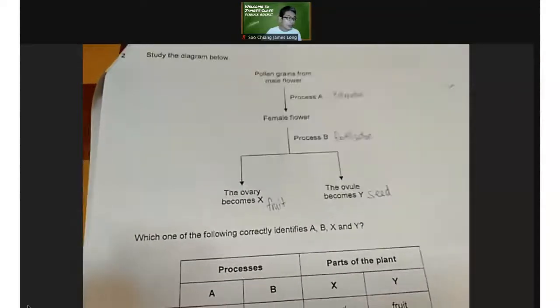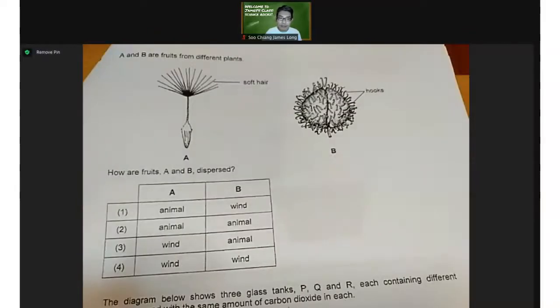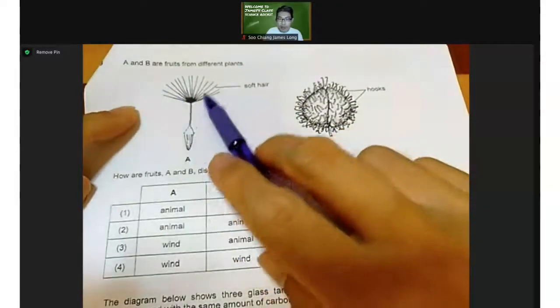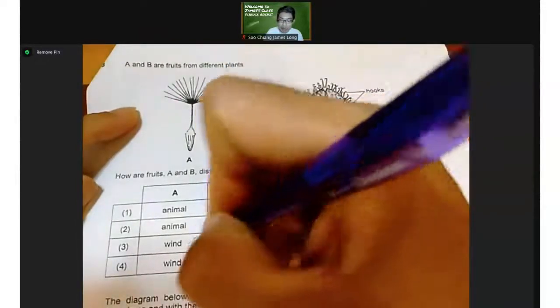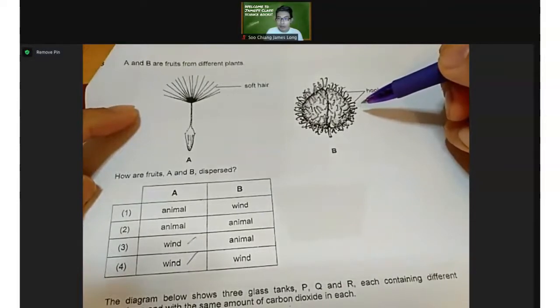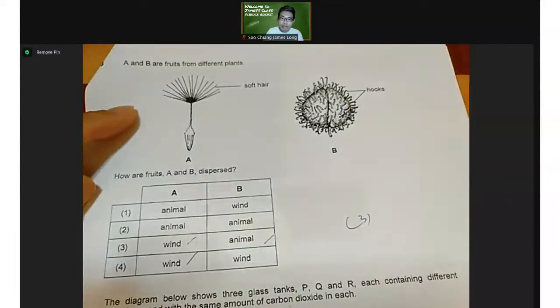Now let's take a look at the next one. That will be question 8. This is also from plant reproduction, and this will be on your seed dispersal. Now, as you can see, if you look at the features, soft hair looks like a parachute-like structure. This kind will be dispersed by wind. With hooks, it is meant to hook onto the fur or feathers or the body of animals. This will be dispersed by animals. So the answer for this is 3.